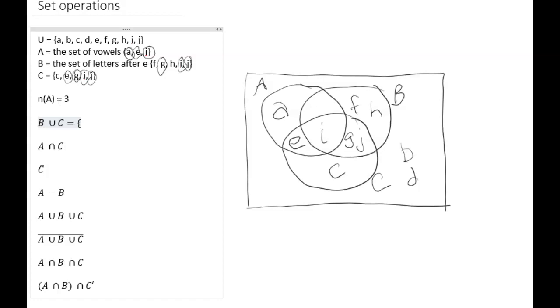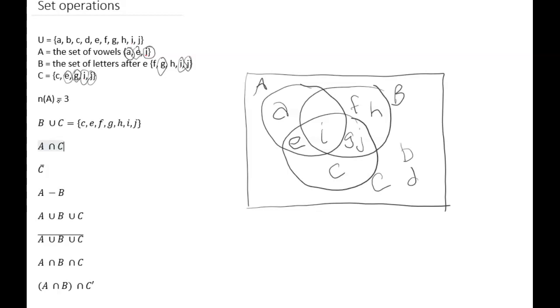B union C, I need C and E and F, and then all the way out to J. If we look at the Venn diagram over here, that's everything that's in circle B, circle C, or both.